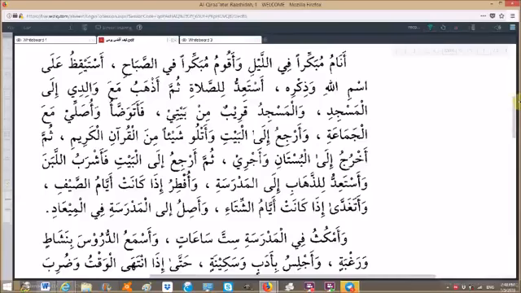Then I, atawadda'u. Wudu comes from the word wudu, like this, with the hamza on top of the waw. Here it's a form 5 verb. Tawadda'a, yatawadda'u. Here, atawadda'u, I make wudu. Tawaddaytu, I made wudu. Atawadda'u, I am making wudu. Thumma fa atawadda'u, so I make wudu.